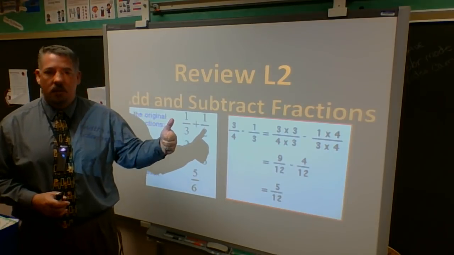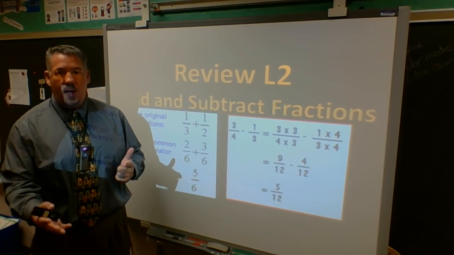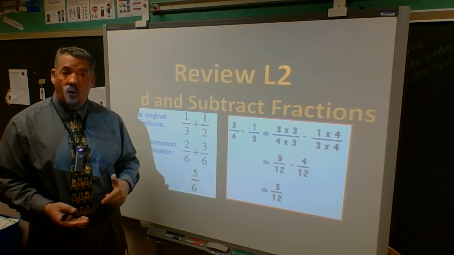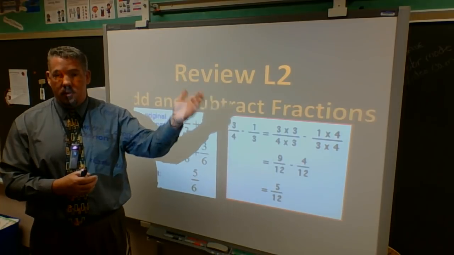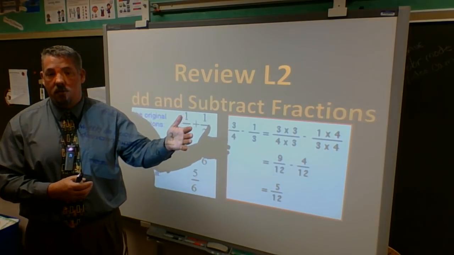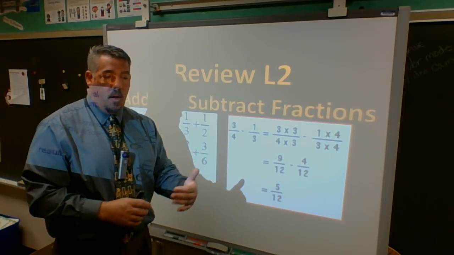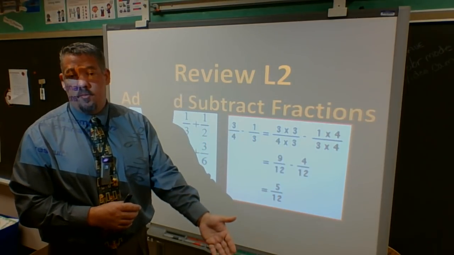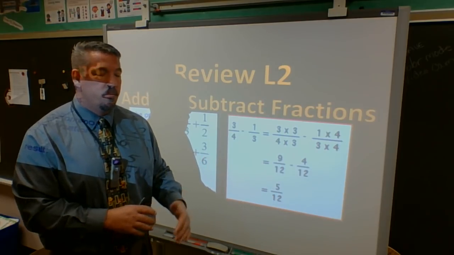Can I add and subtract? Yes. I have to have a common denominator. If I don't, I've got to change it to a common denominator. Once I've done that, then I'm going to keep the denominators and either add the numerators or subtract the numerators. Finally, when I get this mixed number or this fraction, if it's an improper fraction, I'm going to convert it. But every fraction I end up with, I'm going to see if I can reduce.